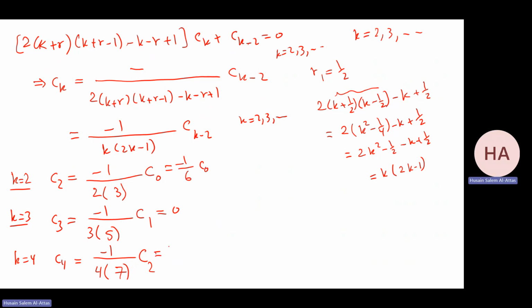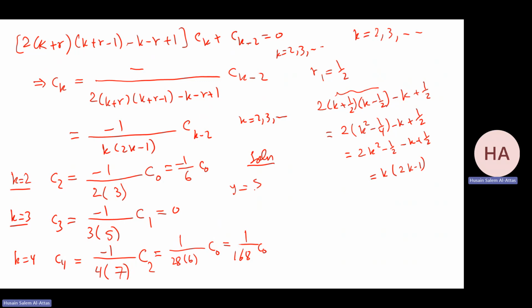And that will be 1 over 28 times 6 C0, 28 times 6 is 168. That will be 1 over 168 C0.